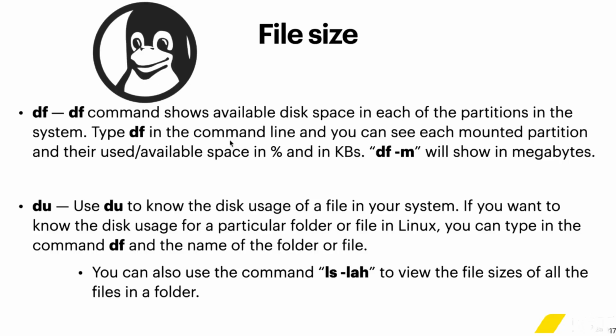Now let's look at how we can see all the different disk sizes, how much space each disk is using, or how much space a particular file is using. Using the df command, it will show the disk space of each of the partitions we have in the system, and it will show all the partitions in kilobytes. But if you want to see it in megabytes, you can use the df -m command. And using the du command, it will tell us the size of that particular file on the disk, how big that file is. So if I want to check a particular file, I can type du, space, and give the name of that file, and it will tell us the size of that file.